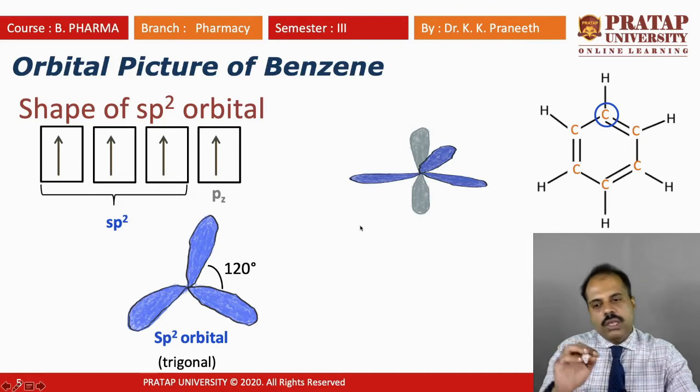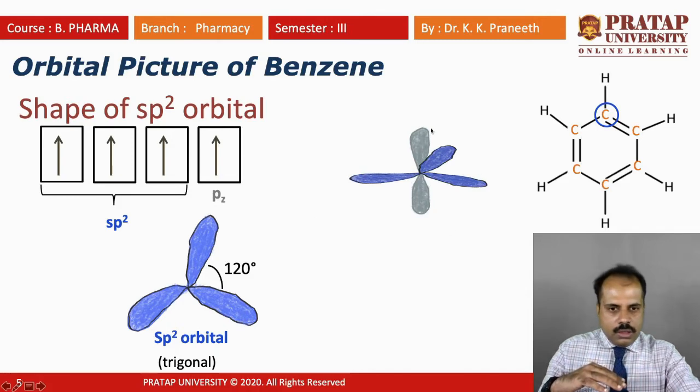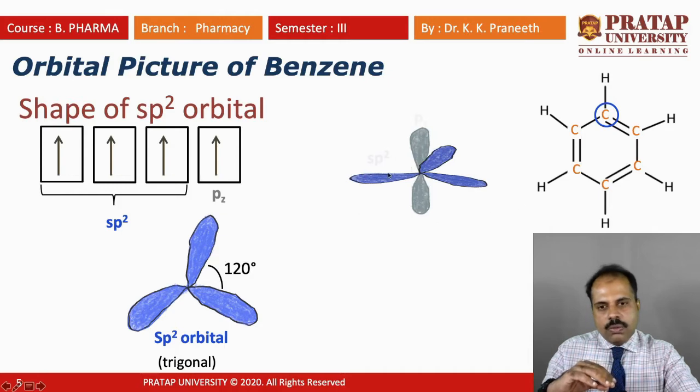So we have now seen the structure, the shape of the sp2 orbital, and also the 3-dimensional representation of the sp2 orbital with this pz orbital. Now that we know this shape, we can build the orbital diagram of benzene. This is what I mentioned here: the sp2 in blue color and the pz orbital in gray color.